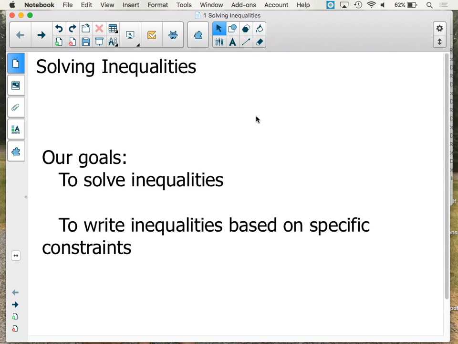So this lesson's on solving inequalities. Inequalities are a lot like equalities, except we don't have an equal sign. We have symbols like less than or greater than or equal to. And besides solving these inequalities, we'll also be writing inequalities that are based on what's called a constraint. A constraint is something like there's a maximum number of something that you can buy, or there's a minimum height that you need to have. That minimum height or the maximum amount to spend is a constraint. We can't spend more money than we have, things like that.